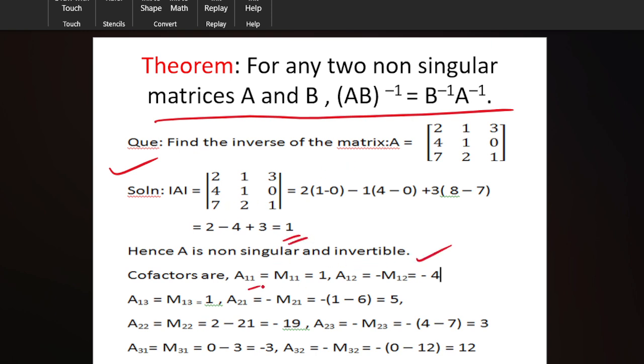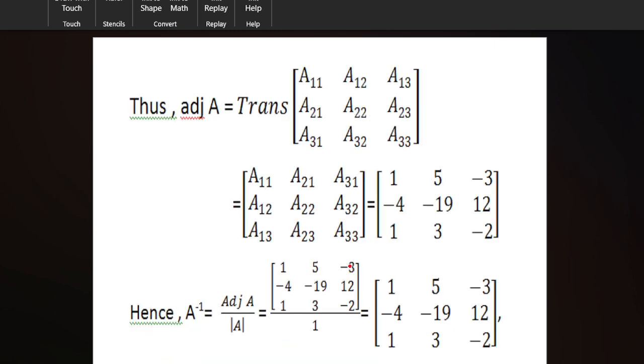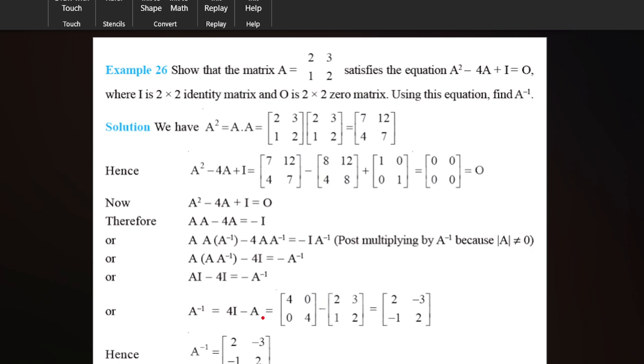Then you find all the cofactors A11, A12, A13, A21, A22, A23, all of them. Then you find the adjoint of A, which is the transpose of the cofactor matrix. Then A inverse is adjoint of A divided by determinant of A. So this one we can use.